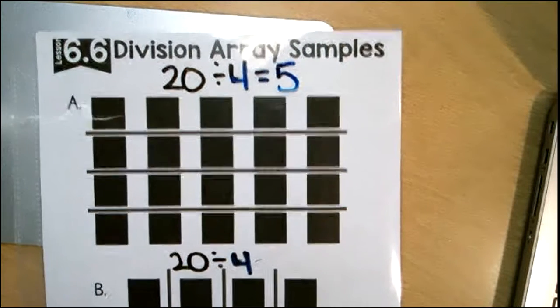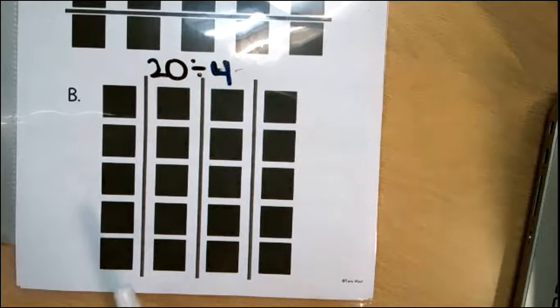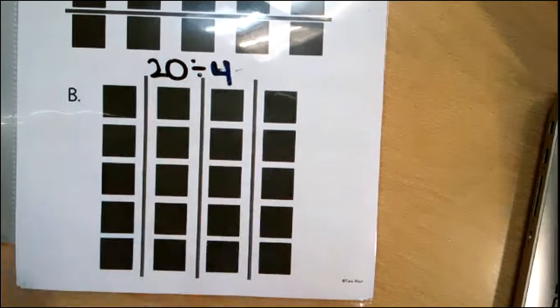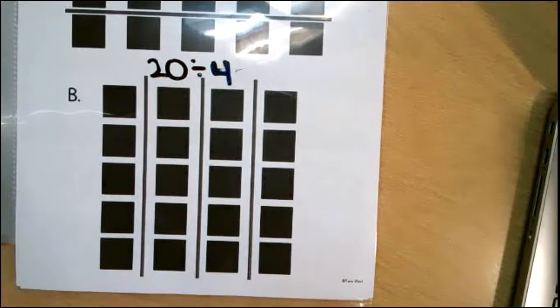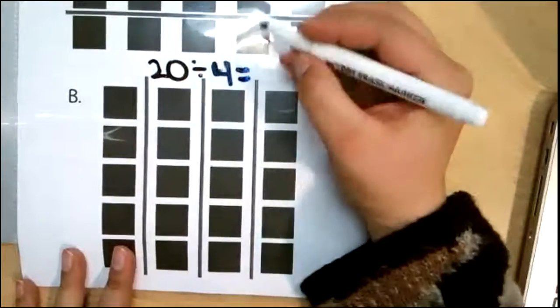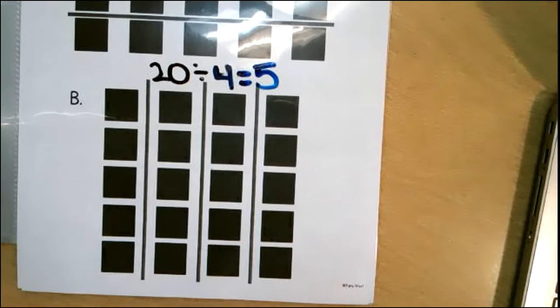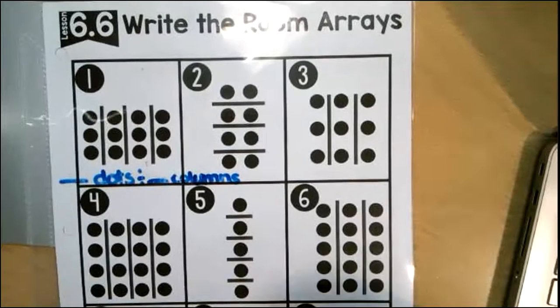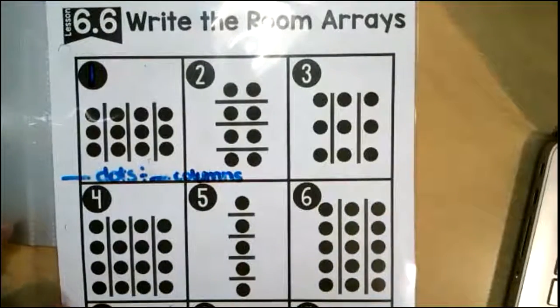So now in sample B, I have 20 objects divided by 4. And each column has how many squares? 5, right? So I know that here 20 divided by 4 is 5. Now we're going to continue practicing. We're going to do number 1 together.